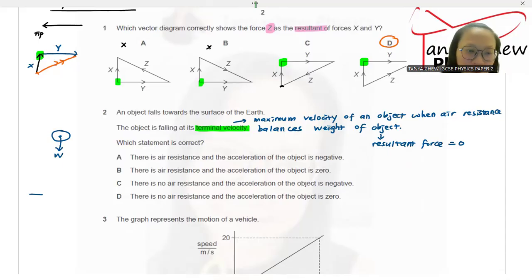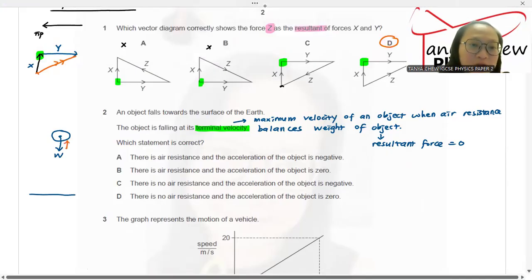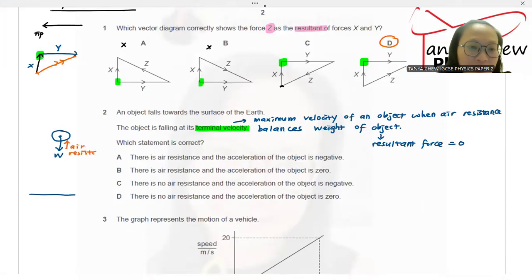The ground is here. Now, air resistance is the opposing force by air particles. When the object is falling downwards, the air resistance must be acting upwards. That is what we meant by opposing force by air particles. This is called air resistance. When the terminal velocity is being reached, that means the weight is being balanced by the air resistance, which gives zero resultant force because upward force is balanced by the downward force.